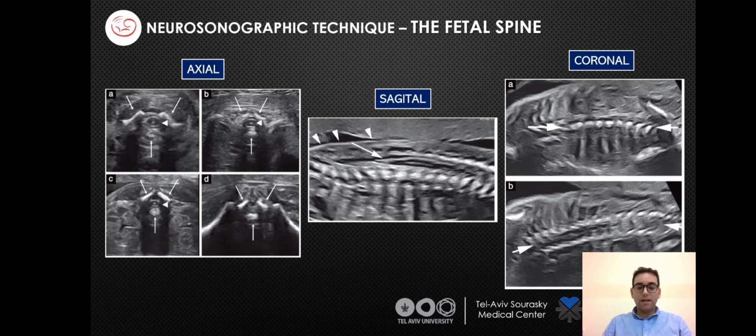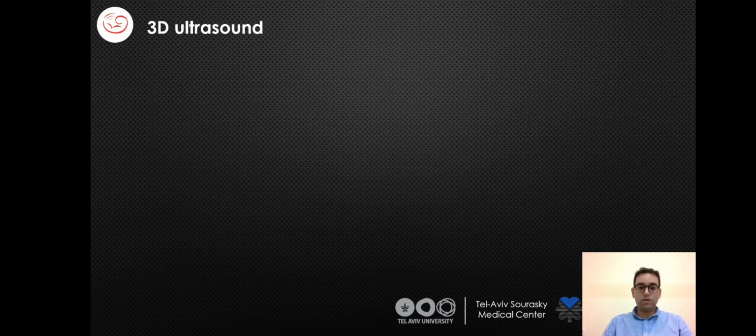And then, not less importantly, is the coronal image crossing through the bodies of the vertebra, in which you can rule out any abnormal angulation, hemivertebra, etc. So all these three of these planes should be complementary to each other.